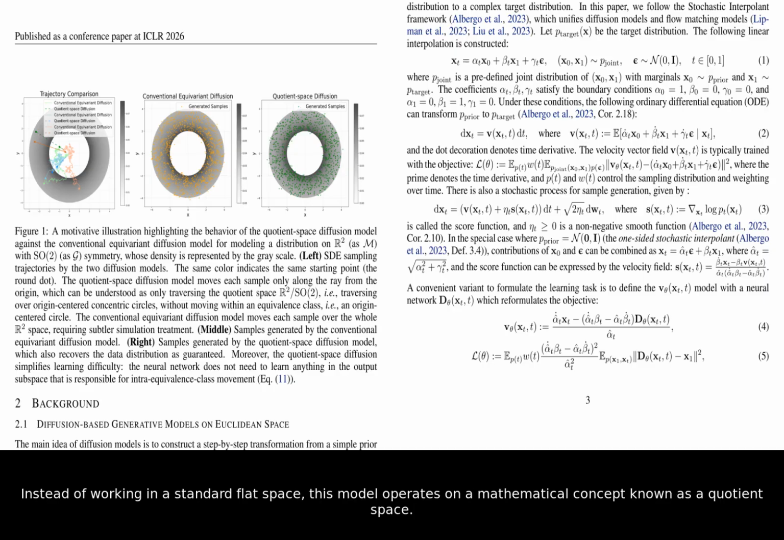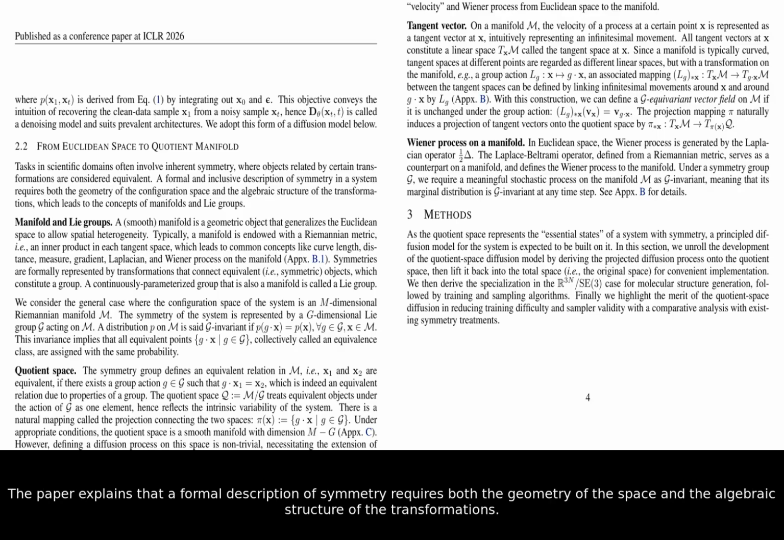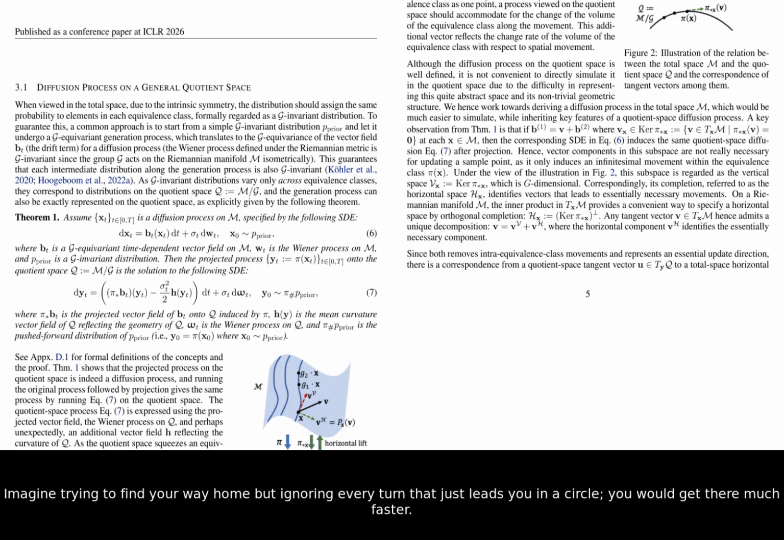Instead of working in a standard flat space, this model operates on a mathematical concept known as a quotient space. In this special space, all equivalent versions of an object, like a molecule in different orientations, are treated as a single point. This reflects the intrinsic geometry of the system rather than just where the atoms happen to be placed in a 3D coordinate box. The paper explains that a formal description of symmetry requires both the geometry of the space and the algebraic structure of the transformations. Imagine trying to find your way home, but ignoring every turn that just leads you in a circle. You would get there much faster.